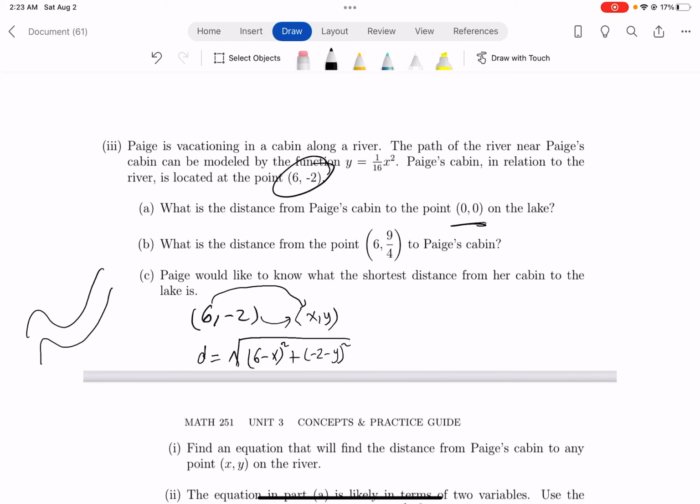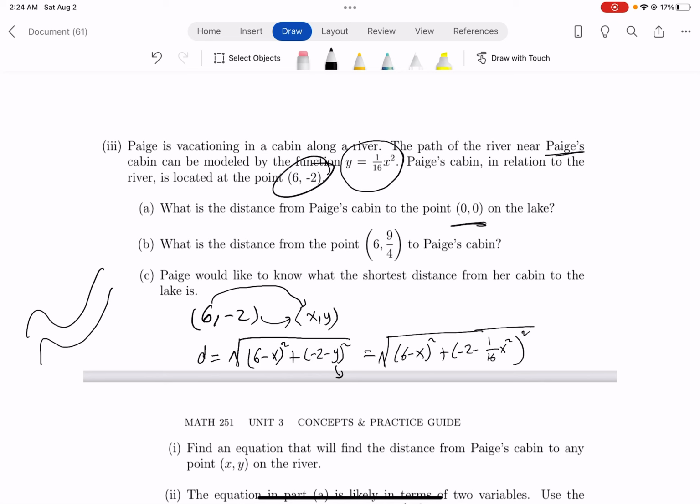the path of the river near the Page Cabin can be modeled as y equals 1 over 16 x squared. You put either one of them. Let's put the y here as equal to 1 over 16 x squared, so you could have it all in terms of y together. So this would give you the square root of (6 minus x) squared plus (minus 2 minus y), where y is 1 over 16 x squared. The whole thing is squared. So this is the distance, or the shortest distance.